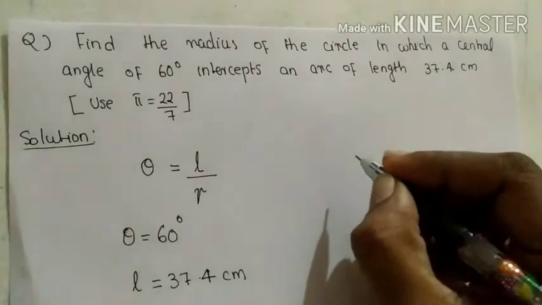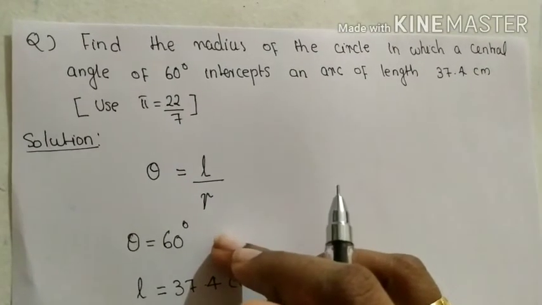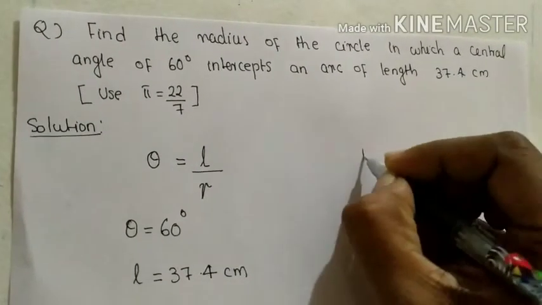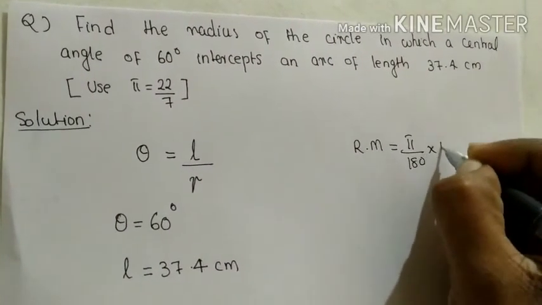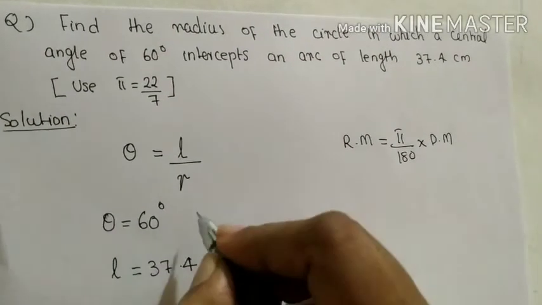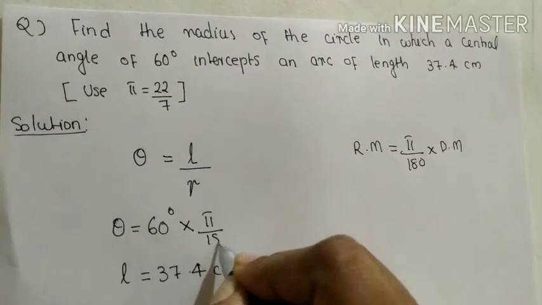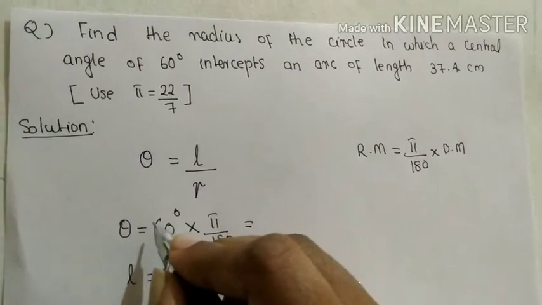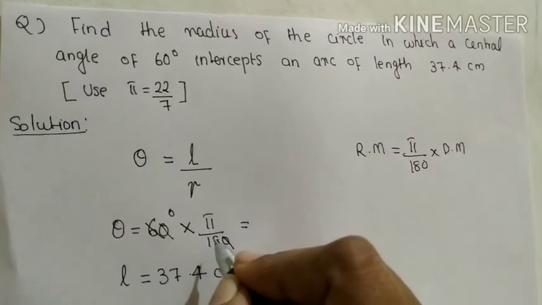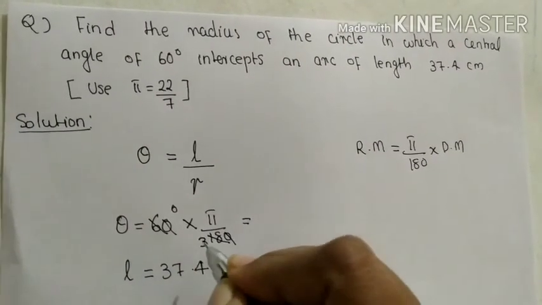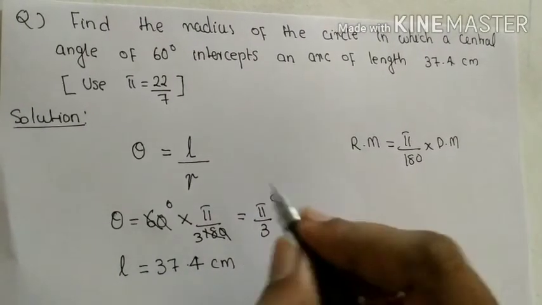Okay, so we know how to convert degree measures into radian measure. So radian measure is equal to pi by 180 into degree measure, right? So multiplying this degree measure by pi by 180, and we get, cancelling these 0 and using multiplication table of 6, it is cut by 3. Okay, so we get pi by 3 radian is equivalent to 60 degree.